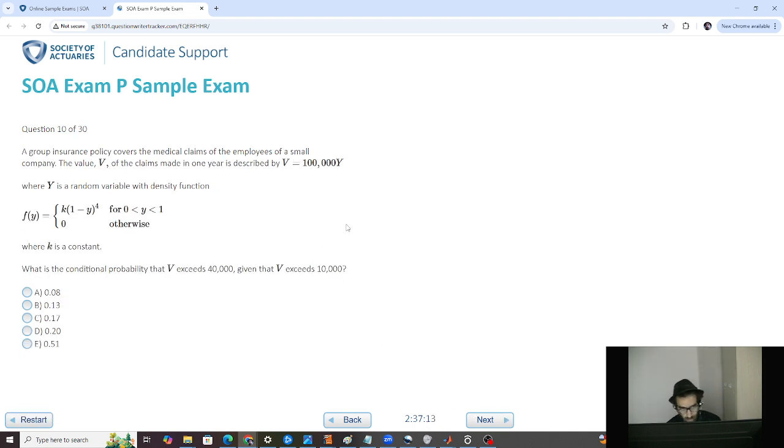Group insurance policy covers medical claims of the employees of a small company. Value V of the claims made in 1 year is described as V equals 100,000 times Y, where Y is a random variable with this density function, where K is a constant. What is the conditional probability that V exceeds 40,000, given that V exceeds 10,000? Okay.